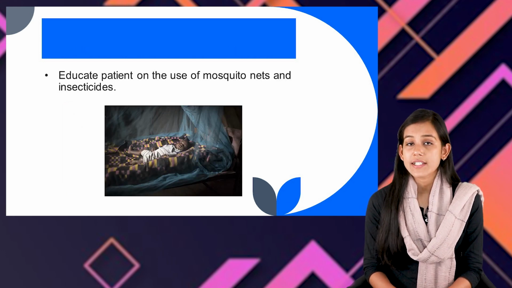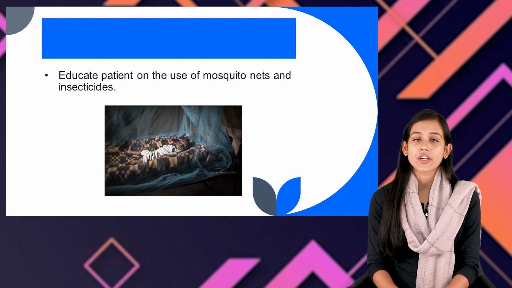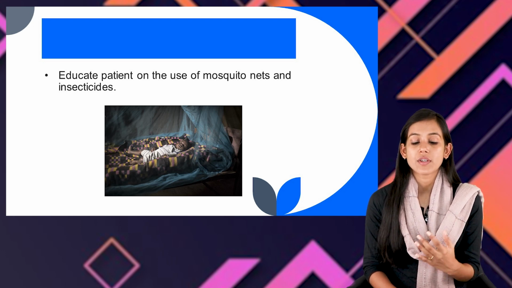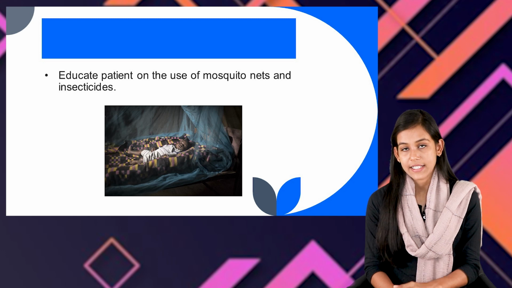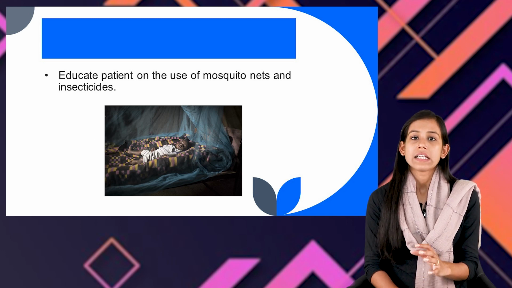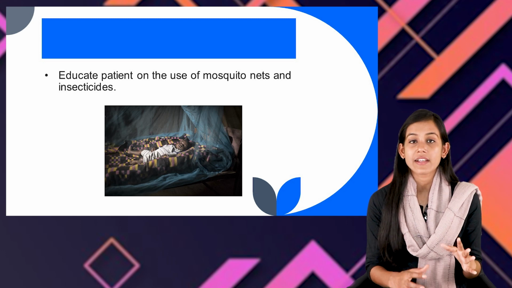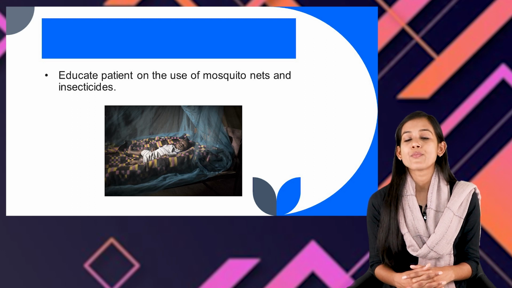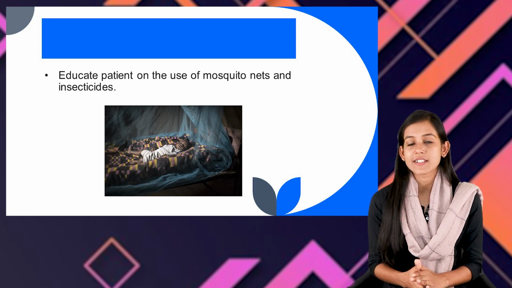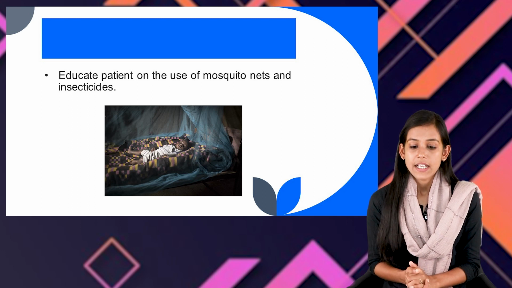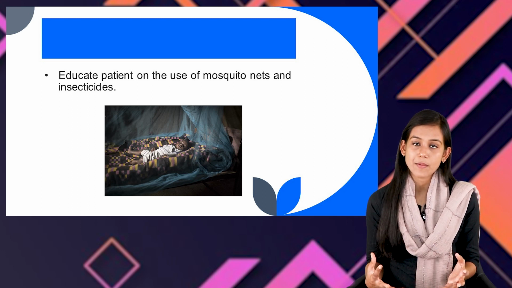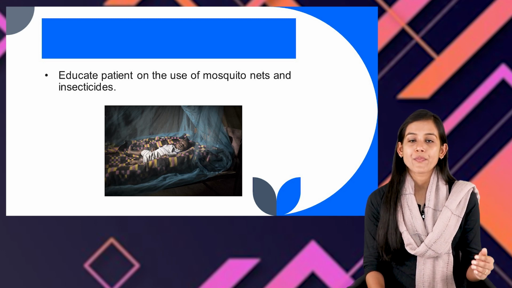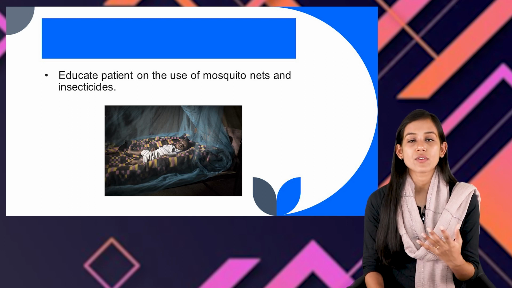And next would be educating the family members of the child, or educating the parents of the child, right? So we have to educate them on the use of mosquito nets and insecticides, right? So it's very important that they do not keep anything uncovered, like stagnant water should not be there near the home, or they should always use mosquito nets, because that's very safe for the child, right? So you have to educate the parents about that. You have to educate the parents on how this disease is transmitted, right? So that's how you have to educate the parents or the family members.